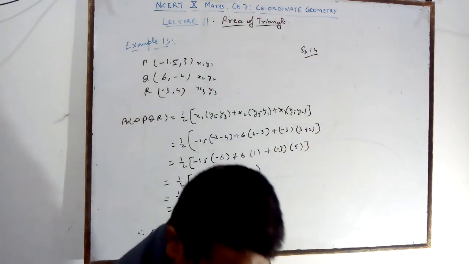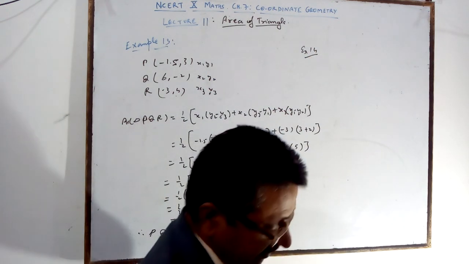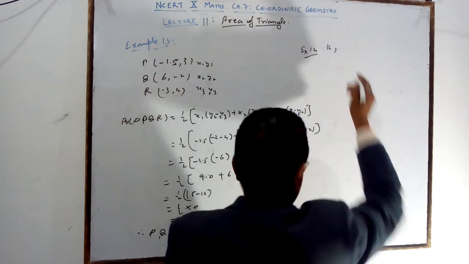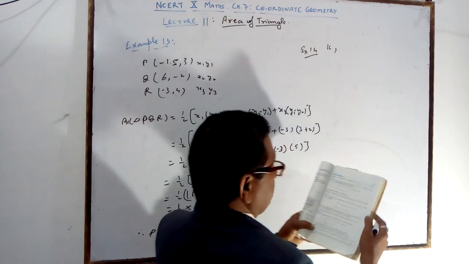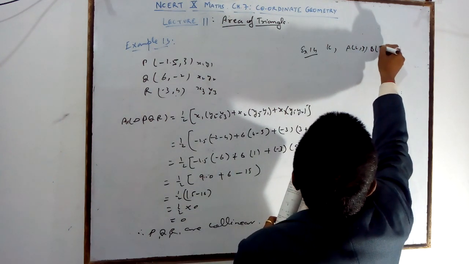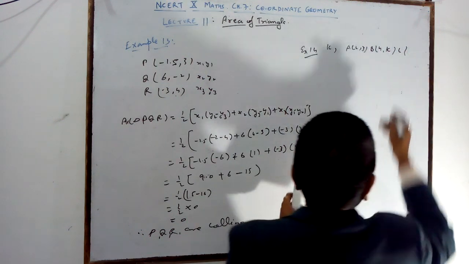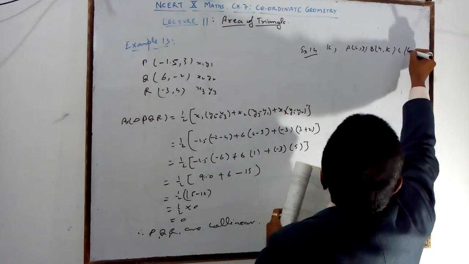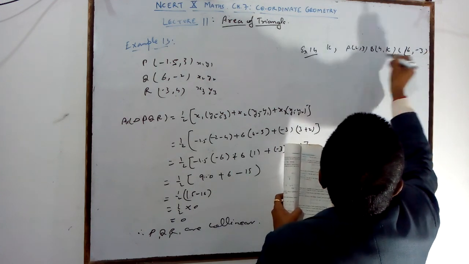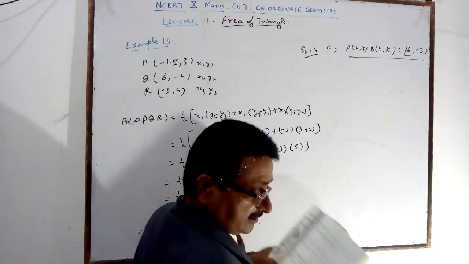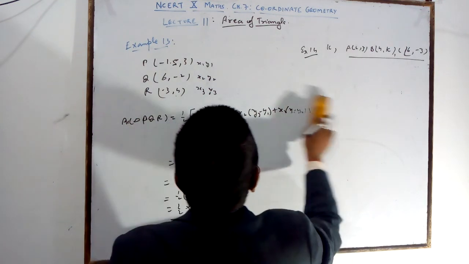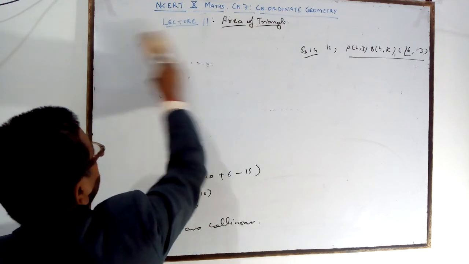Example 14 is given here. Find the value of k if points A(2, 3), B(4, k) and C(6, -3) are collinear, it is given. What is given? These are collinear. If these are collinear, then what will you get?